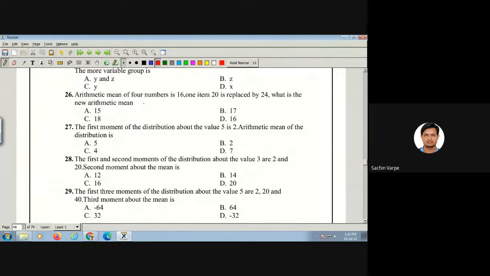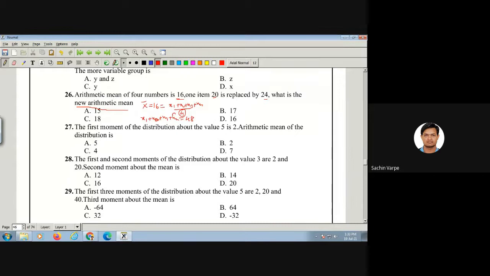Look, arithmetic mean of 4 numbers is 16. Okay, arithmetic mean is given to be 16. One item 20 is replaced by 24. So what is the new arithmetic mean? This is again a very easy question. We are given x bar is equal to 16. What is x bar? X bar is the arithmetic mean of 4 numbers, x1 plus x2 plus x3 plus x4, upon 4. So the sum of those 4 numbers, x1 plus x2 plus x3 plus x4, will be 48, right, when I take this to the left.